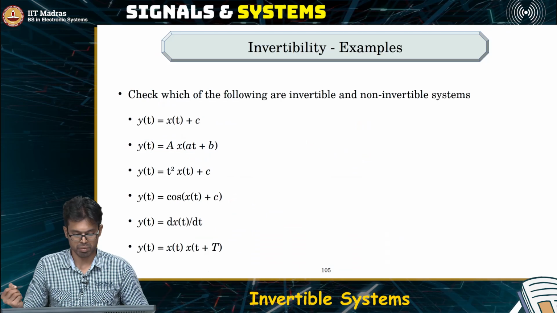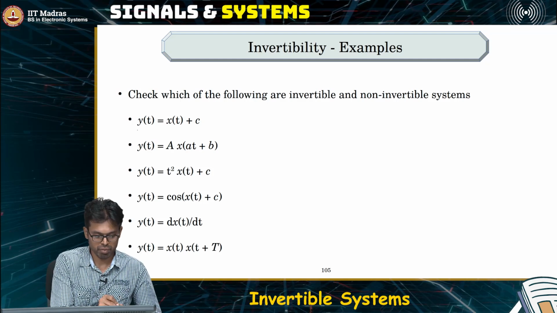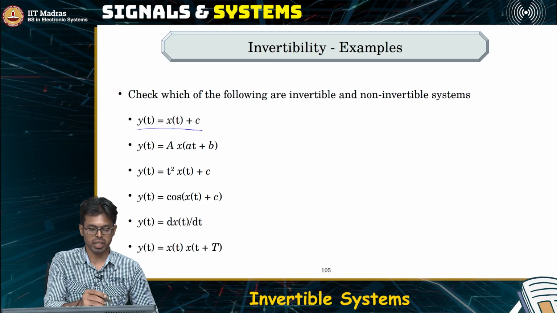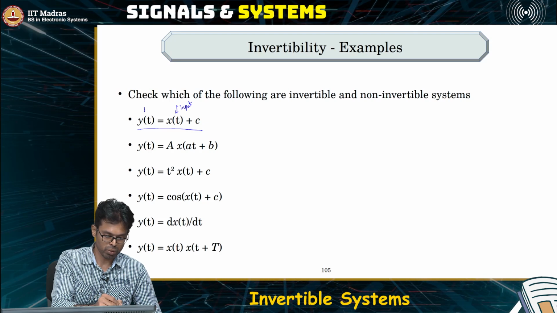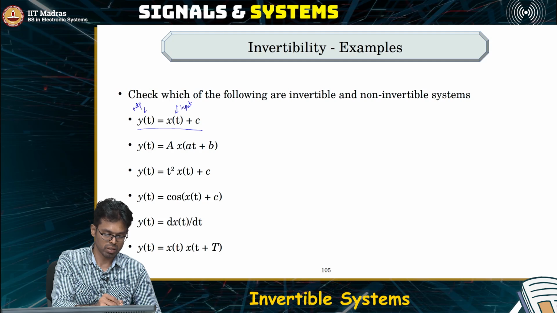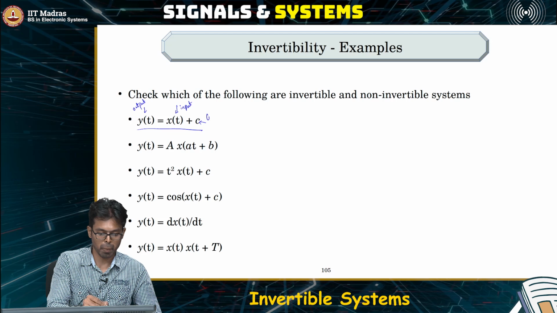All right, let's see some examples. Now, suppose there exists a system which takes input x of t and produces an output y of t such that we just add a constant to it. So this is a constant.